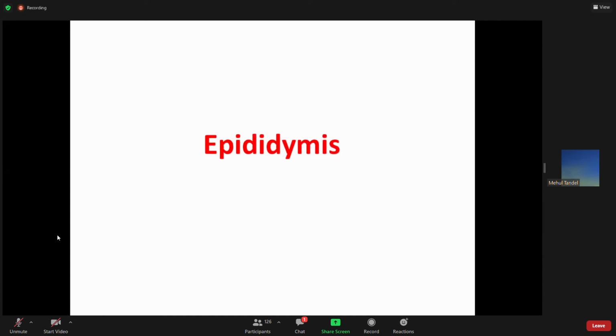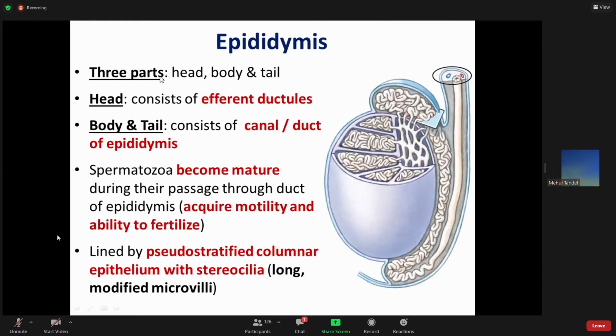Next is the epididymis. Prepare the epididymis mainly for objective questions and MCQs. It is present near the posterior surface, or posterior border, of the testis. There are three parts: head, body, and tail. The tail is continuous with the vas deferens. The head consists of efferent ductules. The body and tail consist of the duct of the epididymis.